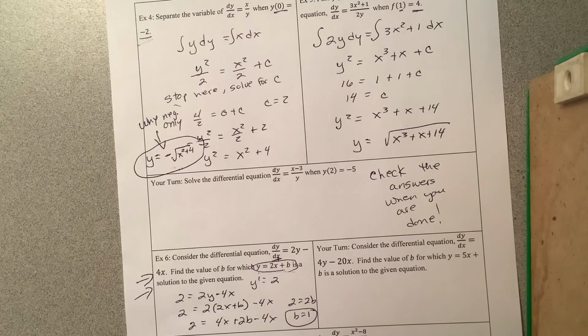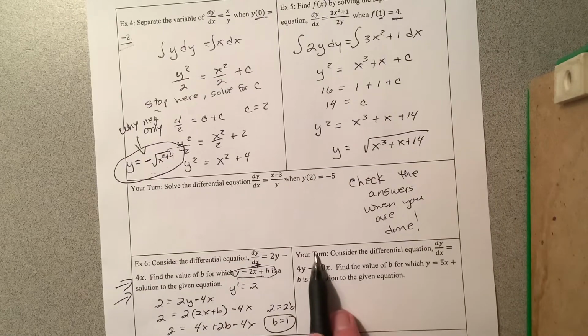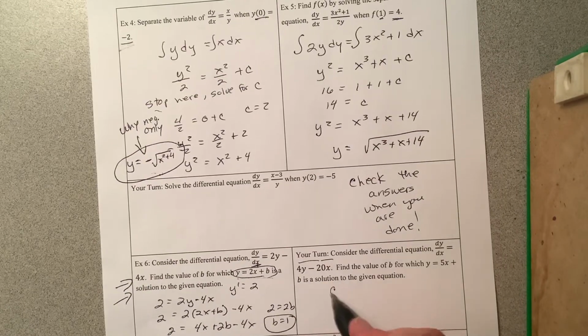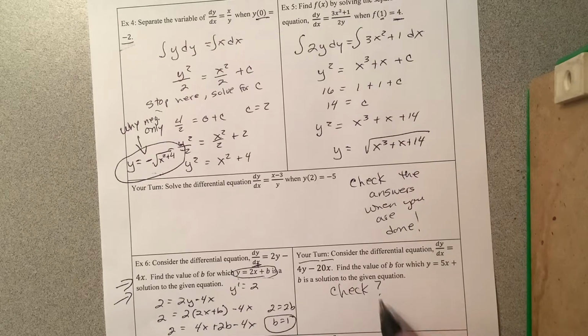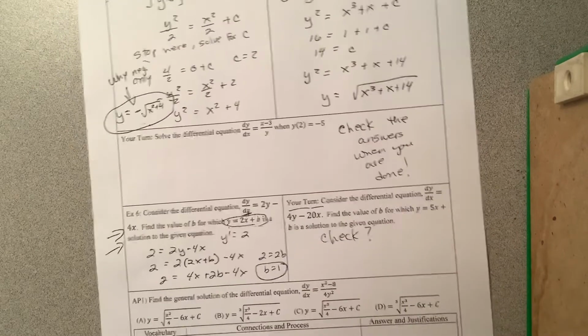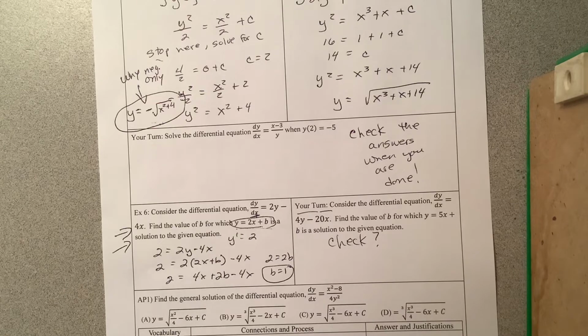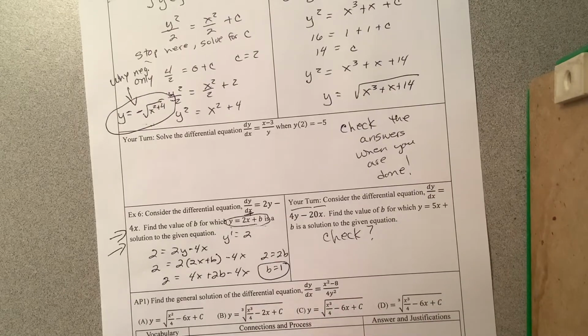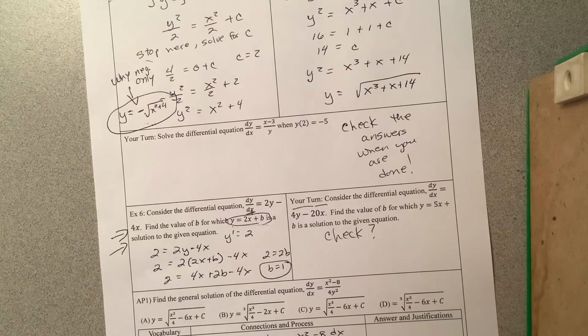Okay? Now, consider this differential equation. It's your turn. You can check your answers. All right? The last one, you can check this one too. Thing to keep up with, you have 4y squared dy equals x squared minus 8 dx. Pay attention to, is it a positive or negative root, or is it going to matter?